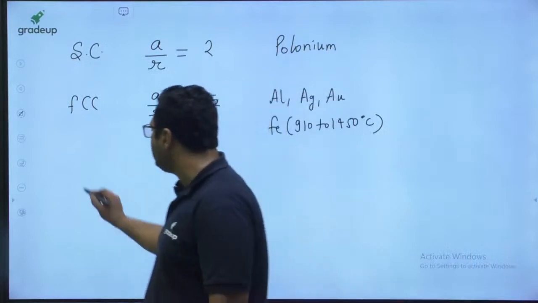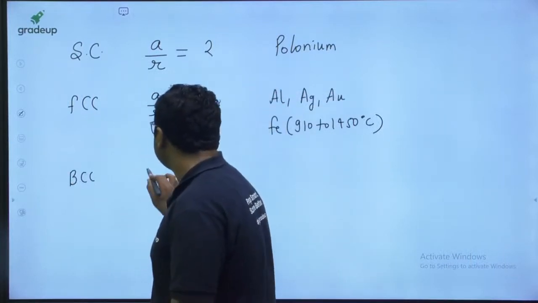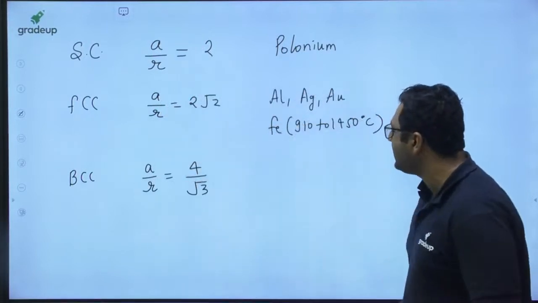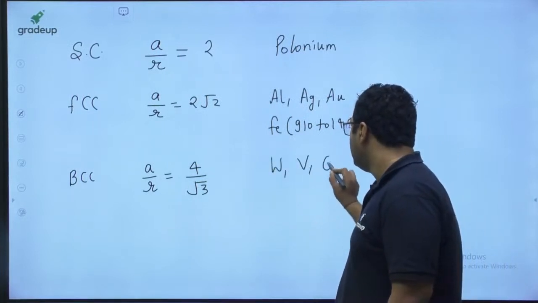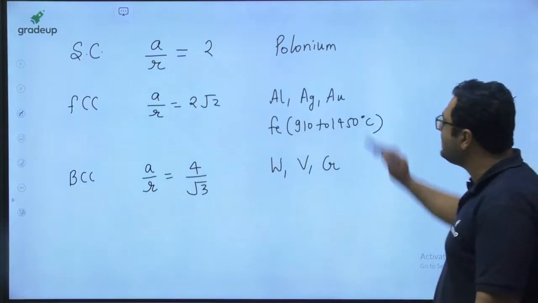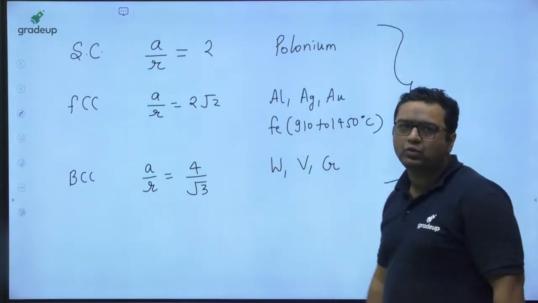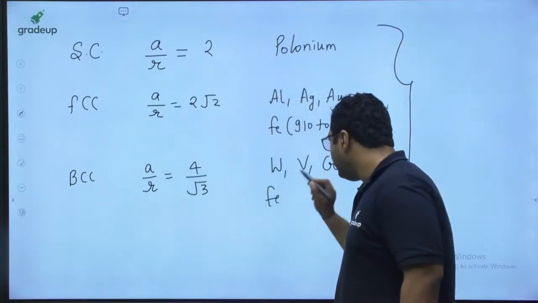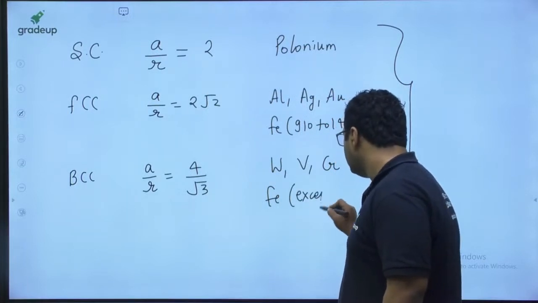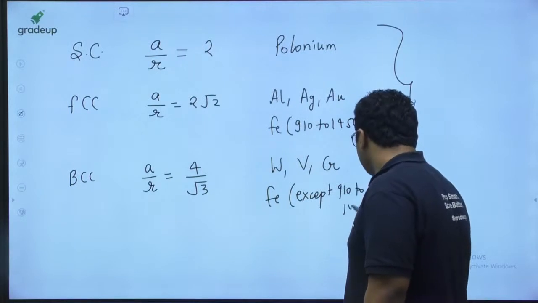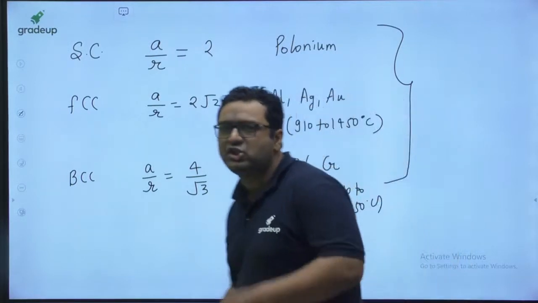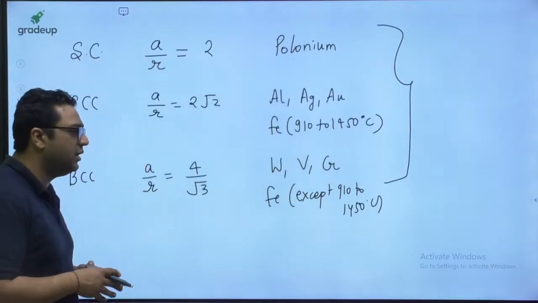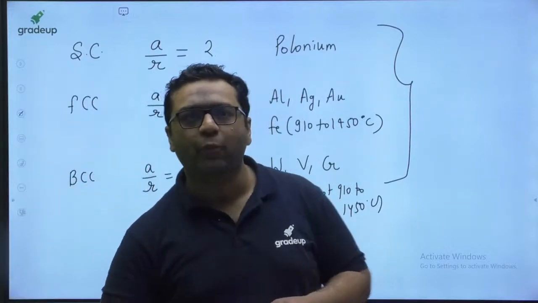After that, if we enter into the BCC elements, BCC elements have an A to R ratio equal to 4 divided by root 3. If you are talking about BCC, the examples are tungsten, vanadium, chromium. And iron is BCC except in the above range. I already told you that some materials change their crystal structure from BCC to FCC when there is a change of temperature and pressure. This is said to be allotropic, so it is allotropic iron.